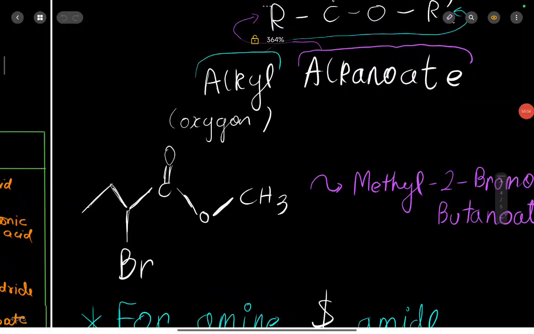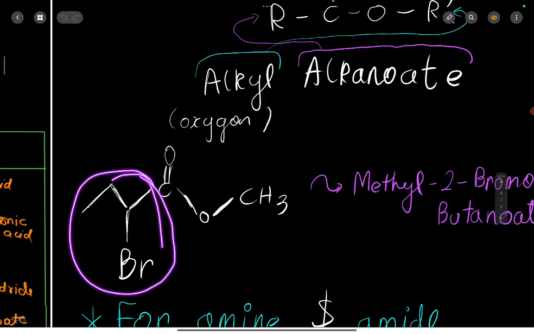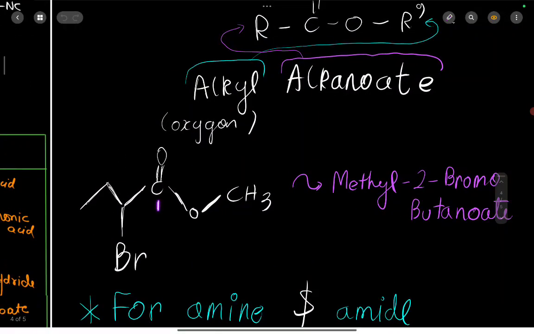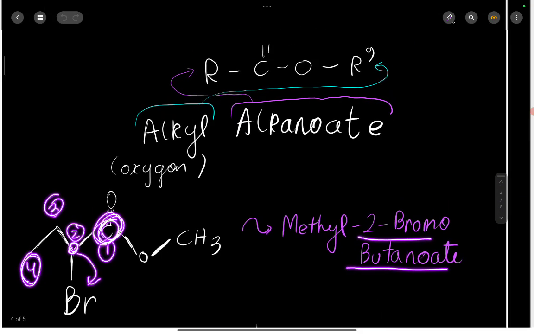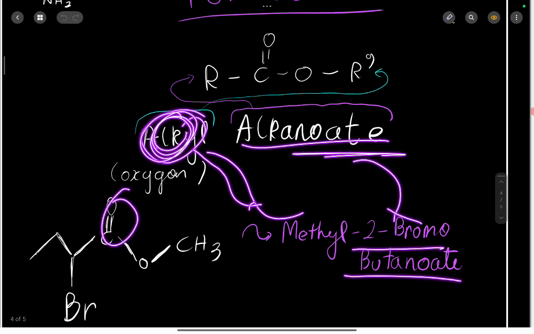For example, this one is connected directly to the oxygen, and this is a methyl group. So in alkyl alkanoate you write alkyl as methyl, and this one is connected to the carbonyl group. So you start numbering from here, because this will be a carbon of the main chain. 1 2 3 4, and at the second position there is a bromo. So 2-bromobutanoate. Methyl connected to oxygen is the alkyl group, and the alkanoate part is the one connected directly to the carbonyl group.